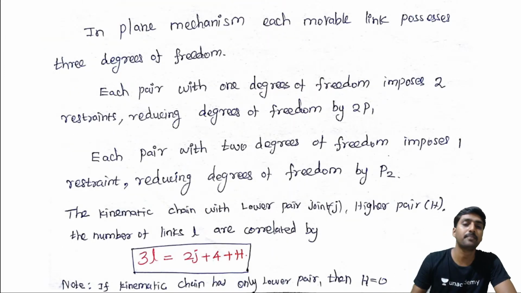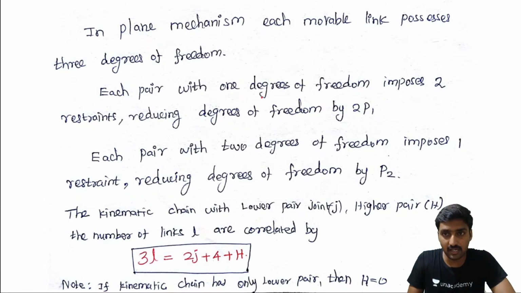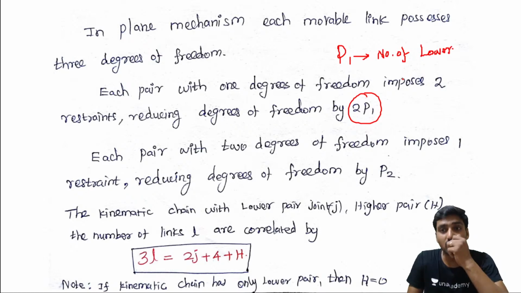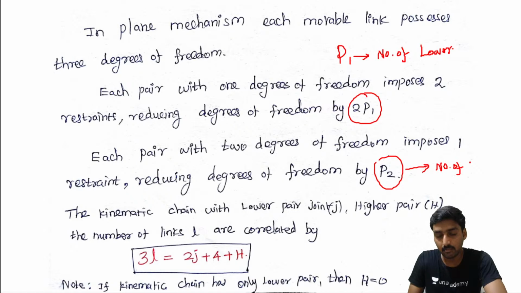What is p1? Each pair with 1 degree of freedom imposes restraints reducing the degrees of freedom by 1. So otherwise we can take it as the number of lower pairs. What is meant by lower pair? Surface or line contact. Here p2: each pair with 2 degrees of freedom imposes 1 restraint, reducing the degrees of freedom by 1. It is called the number of higher pairs.